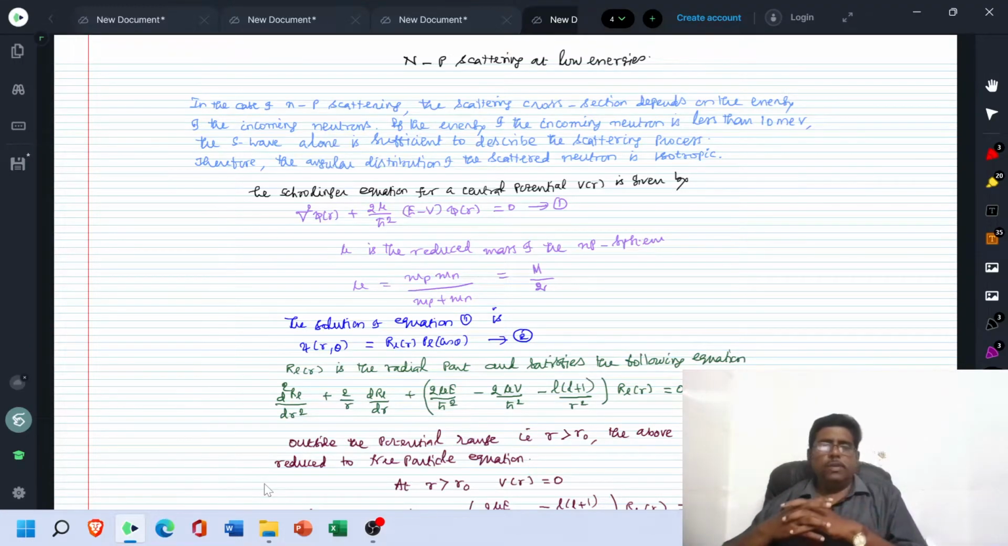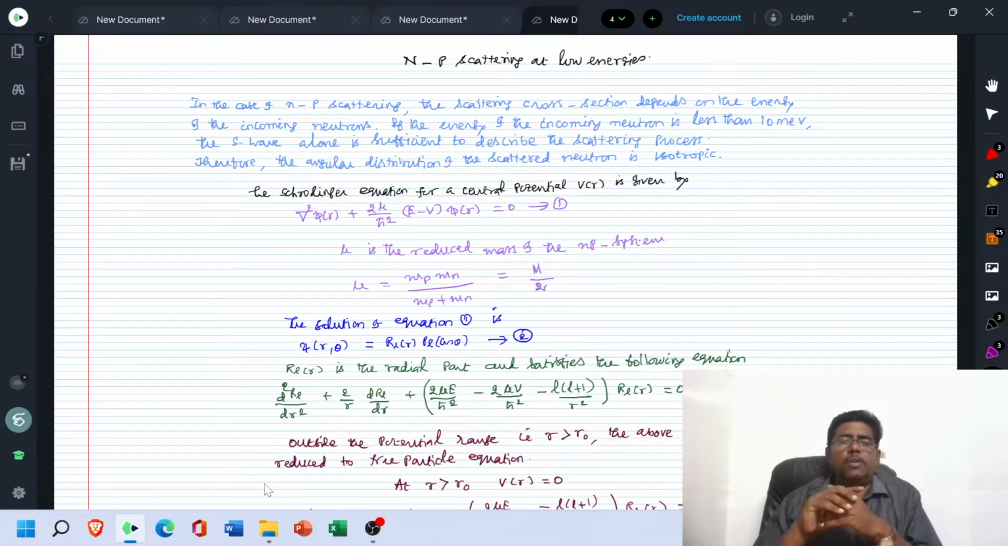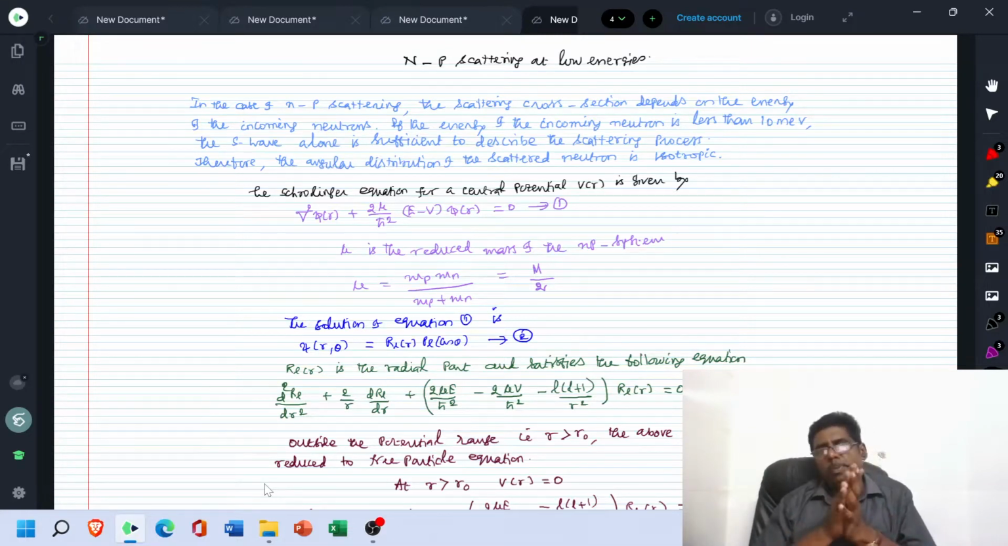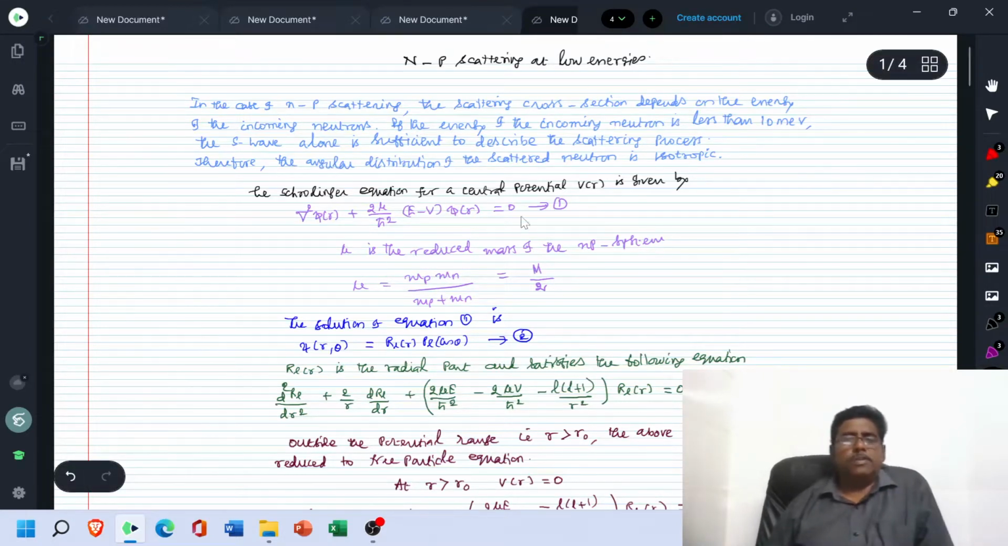In the case of NP scattering, if the energy of the incoming neutron is lesser than 10 MeV, only the S wave is sufficient to describe the entire scattering process, which means that the orbital angular momentum quantum number L is equal to 0. Therefore, the angular distribution of the scattered neutron is isotropic. To describe the scattering process, we have to consider the Schrodinger equation for a central potential.